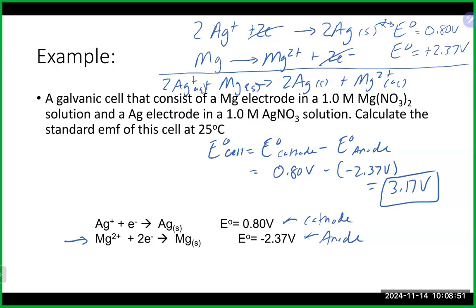Solid and aqueous. At this point, if you did want E of the cell and you did change the sign like I did here, you would just add those together and not subtract, because you already changed the sign, and you would get your 3.17 volts. So you could do it either way, whichever way you want. They should come out the same. Just don't mix them and do both together. Any questions on that one?